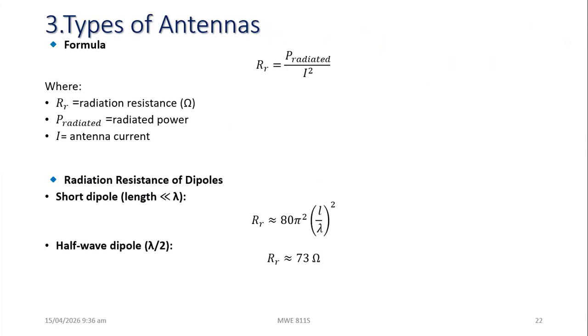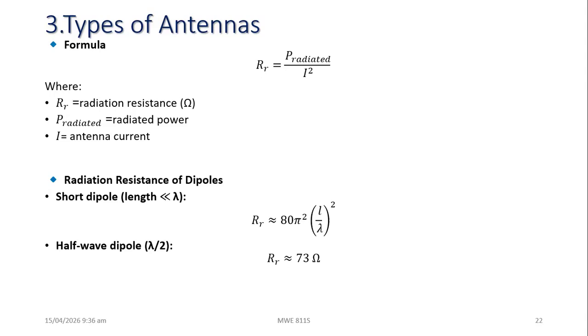So you need to know the radiated power, and you also need to know the current. From this equation, again, you can know how to calculate the radiated power. You just need to know the current and also the radiation resistance, which is measured in ohms.